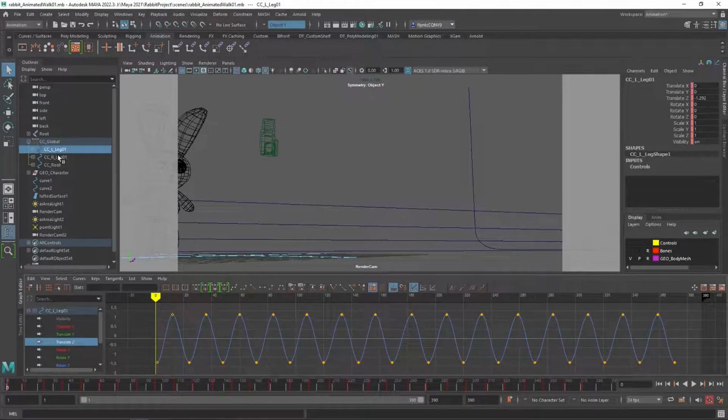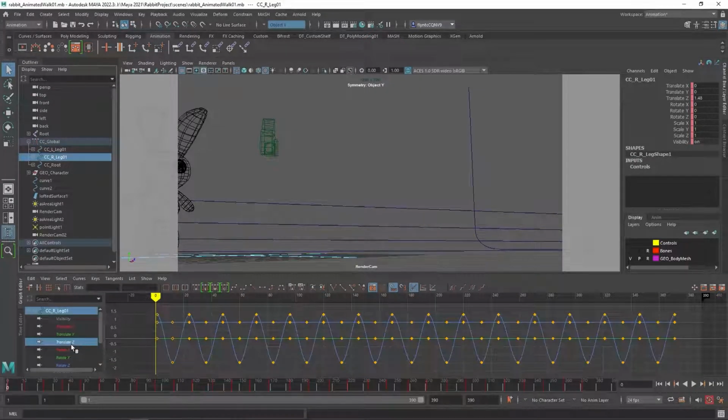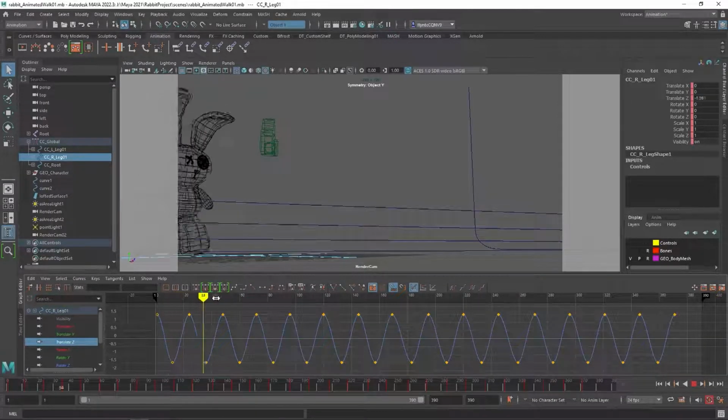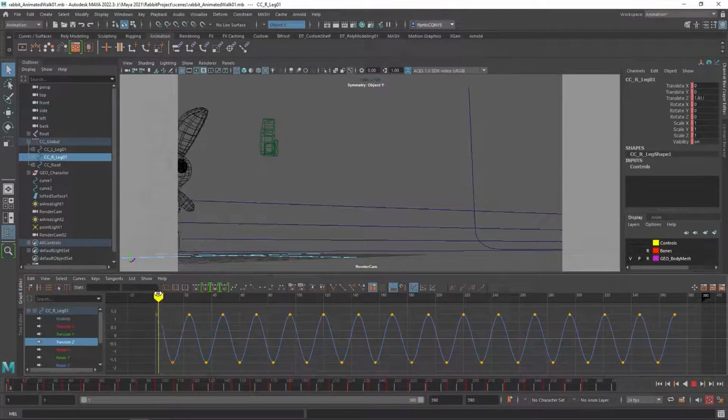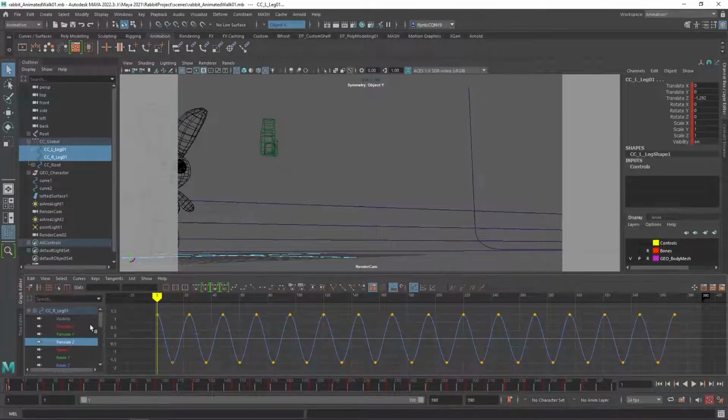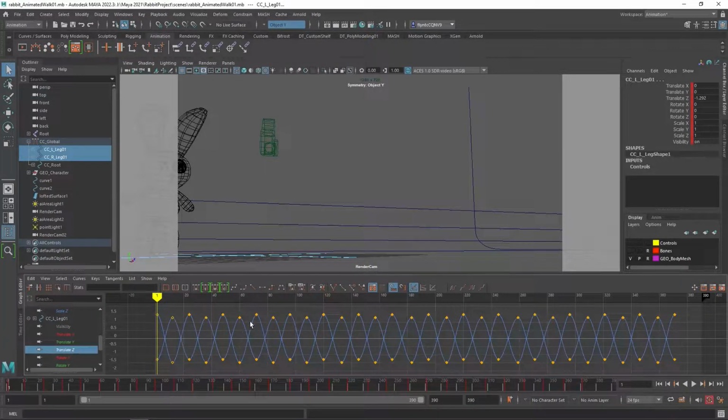And then for the right leg, we have the same thing, only it's moving in the opposite direction in the same amount of time. If I select both of them, and then select the Z direction in one and the Z direction in the other, you can see very clearly that they move in opposite directions.